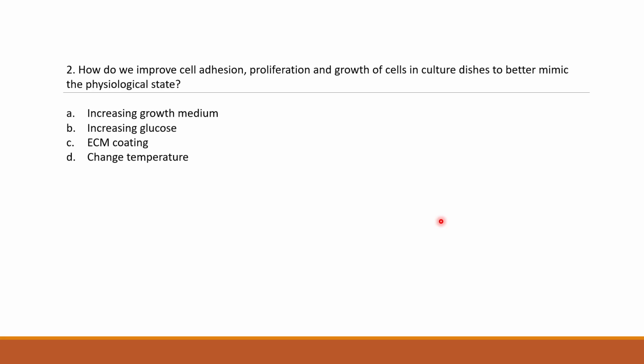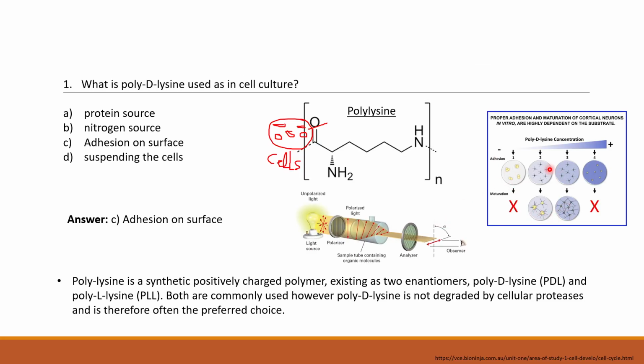The next question is, how do we improve cell adhesion, proliferation, and growth of cells in culture dishes to better mimic the physiological state? Which means when you add cells to grow, as I said, sometimes they don't adhere, sometimes they don't proliferate. I told you here, even though they adhere, they don't mature. So the adherence should be properly done, the maturation also should be properly done.